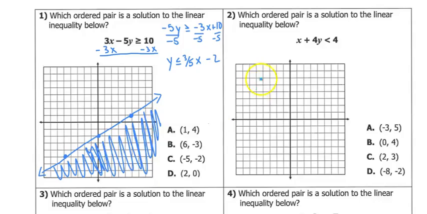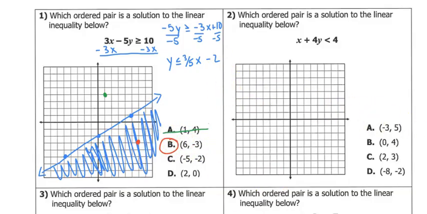Okay, and so now, which one of these is a solution? Well, the answer is the one that's in the shaded area. So let's graph each of these points. So (1, 4) would be right there. That is not in the shaded area, so that is not a solution. (6, negative 3): 1, 2, 3, 4, 5, 6, then 1, 2, 3. That is in the shaded area, so that would be a solution.